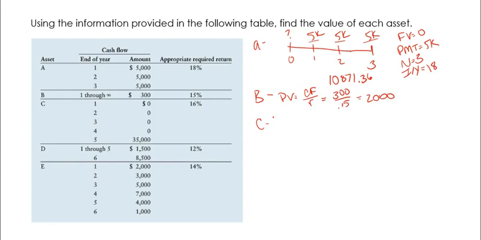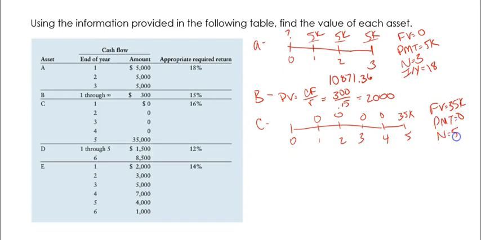C, this looks like just a straight present value, future value problem. Here we have no cash flows for 4 years. And in the 5th year, we receive $35,000. So future value is $35,000. Payment is 0. 5 years at a discount rate of 16%.